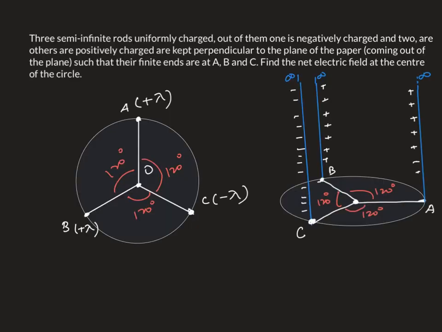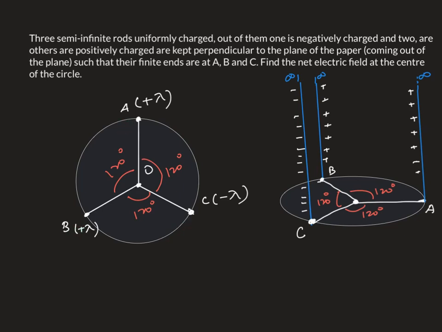So this is a question. I have 3 semi-infinite rods. You might want to look. These are your 3 semi-infinite rods, uniformly charged. One of them is negatively charged. You can see C here is negatively charged, and 2 others, A and B, are positively charged and kept perpendicular to the plane of the paper. So if this is the plane of the paper, these rods are perpendicular to it, coming out of the plane of the paper, such that their finite ends are at A, B and C. What do we mean by finite ends? The ends that we know of are at A, B and C.